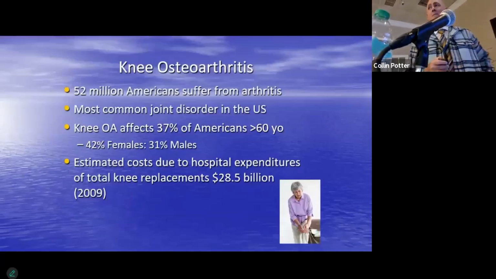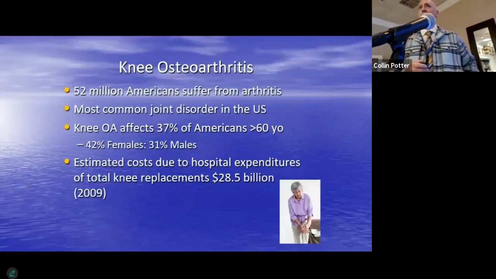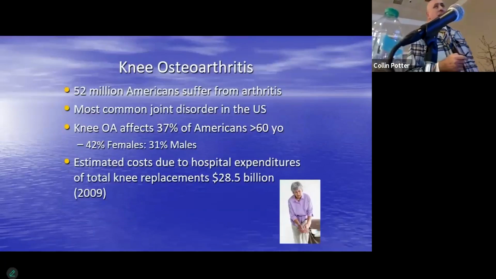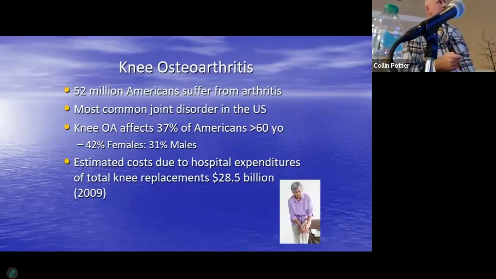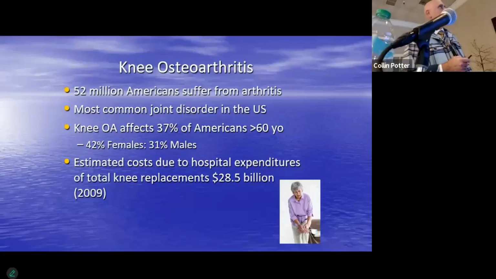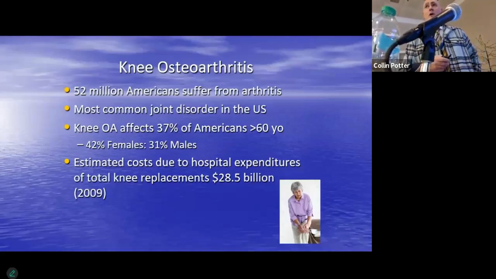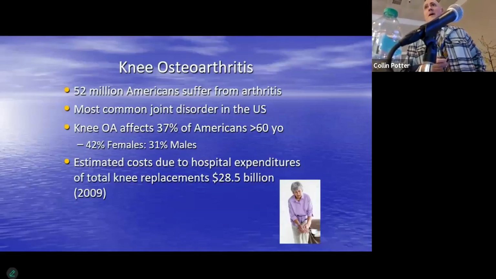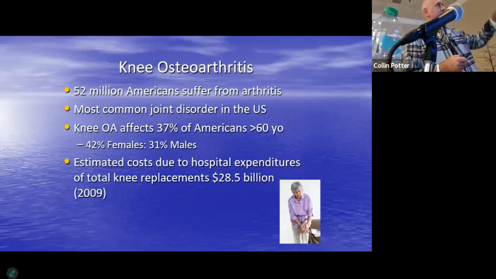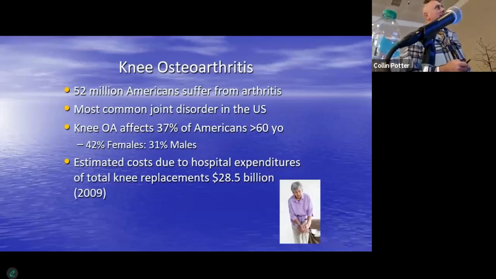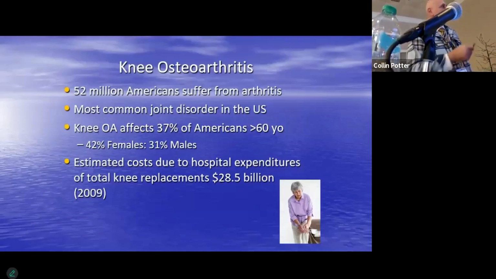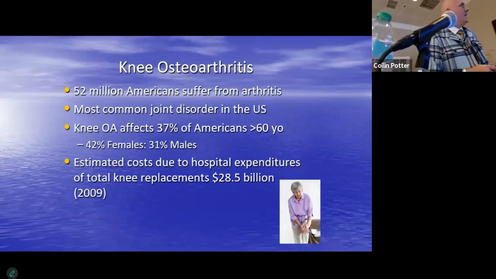All right, we know that there are a lot of patients that suffer from arthritis, not just knee arthritis: hands, feet, ankles, knees, hips, shoulders, elbows. It's all over the place. But the knee tends to be one of the more common ones that we see in the office. It is a weight-bearing joint, so that doesn't help either. It does affect a percentage of Americans, probably a little bit higher than that, greater than 60 years of age. There's a preponderance for men and women.